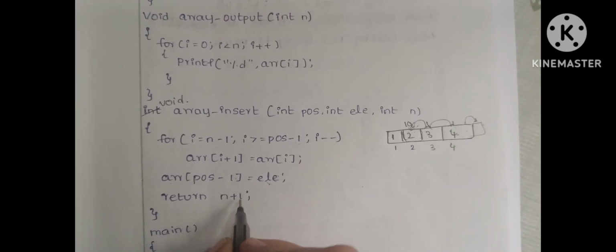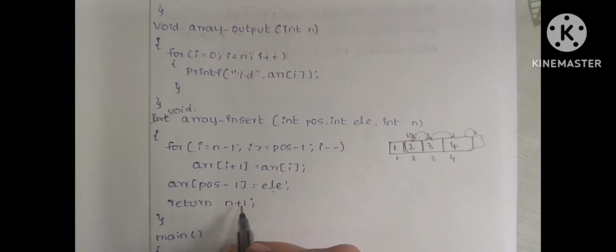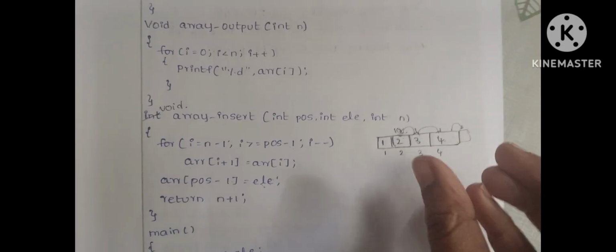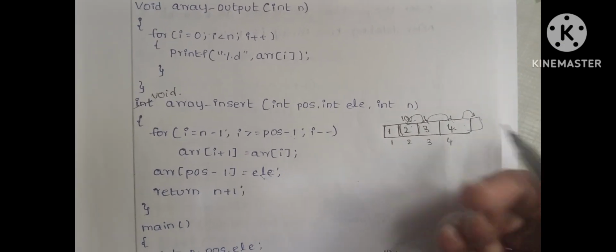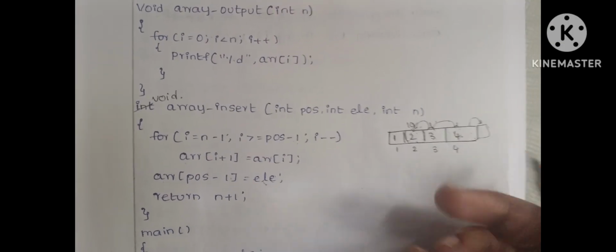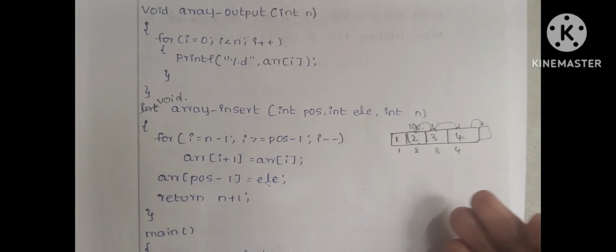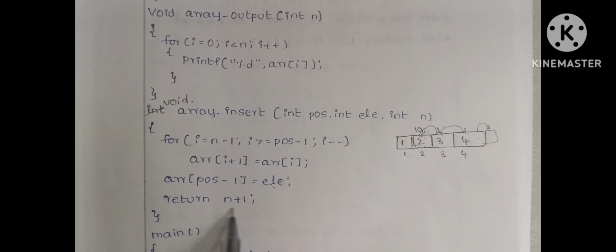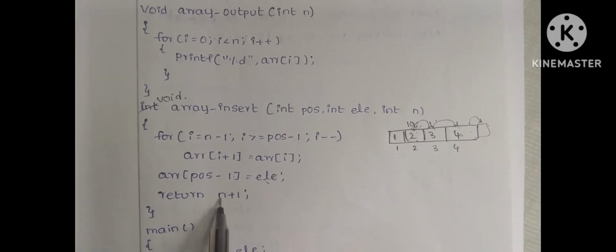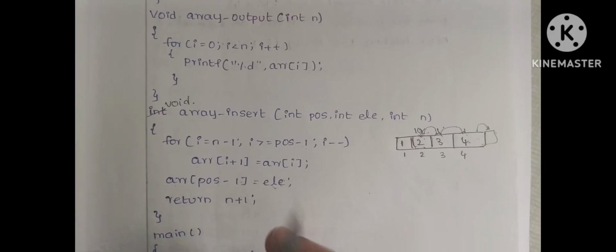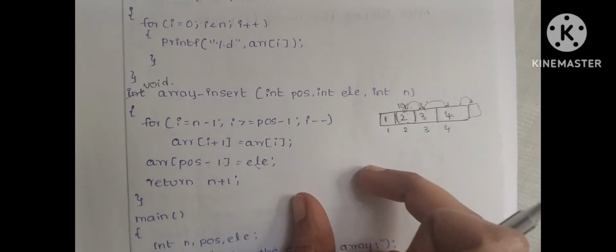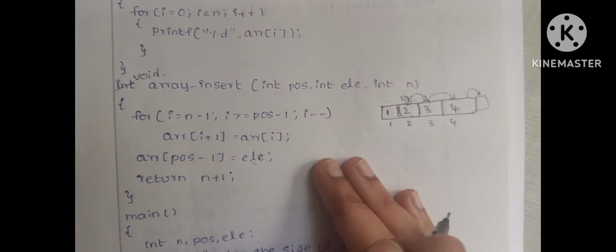Okay, and return n plus 1. n is what? Number of elements. Why are we doing plus 1 is, see, before we have 4 elements only. When we have inserted one element, it will become 5, right? It will get incremented. So I have written n plus 1. Whatever the elements will be before, that will be incremented by plus 1. So this is the insertion of an array code.